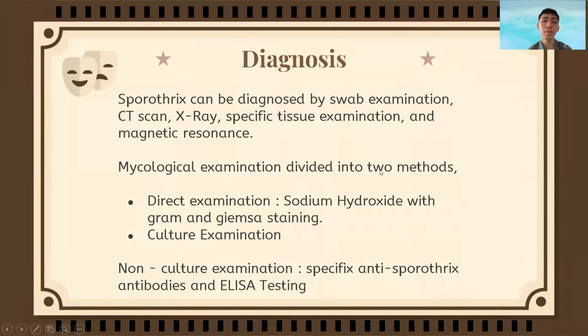Now I'm going to explain about the diagnosis of Sporothrix. Sporothrix can be diagnosed by swab examination, CT scan, X-ray, specific tissue examination, and magnetic resonance, depending on the clinical cases and the lesion location.